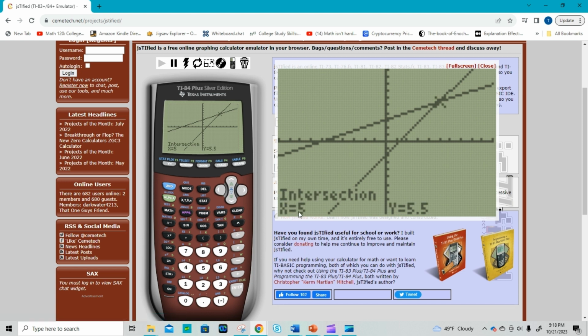Okay, so now the calculator says that my intersection point is 5, 5.5. So when I write my ordered pair, it would be my x value of 5, my y value of 5.5. The drawback to this is, if my intersection point is off the screen, I would have to make my window larger and try and find it so that I could use the intersect feature.